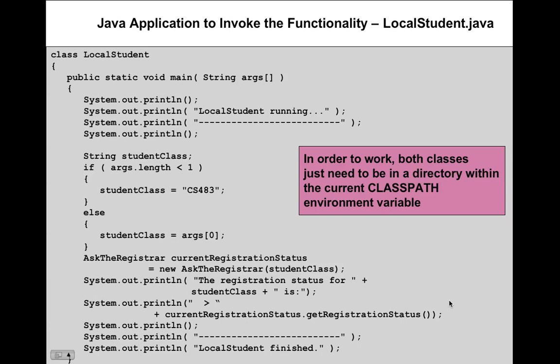So here's the local application to invoke the functionality of a local student, and this would be the local application because this would be like the main, the driver. In order to work, both classes need to be in the directory within the class path, obviously. So what is a local student? It's got a main in here, so it's the driver program. It's going to say local student running, and it's going to make an instance of ask the register and get the current status.